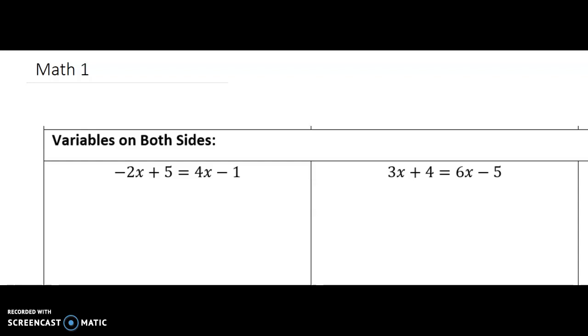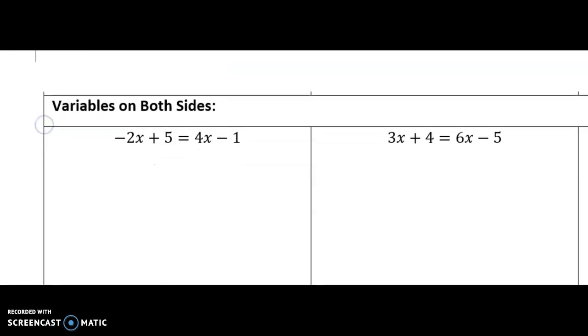Hello guys, today we're going to start doing some variables on both sides. This is a very common skill that's used in math, so it is important that we learn this. Let's go ahead and jump right in. This is example number 1.